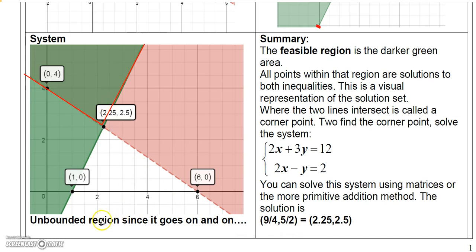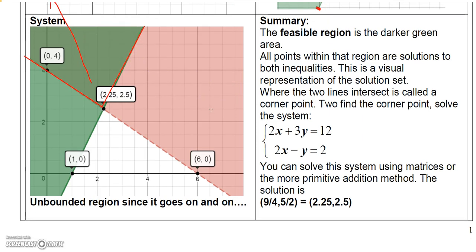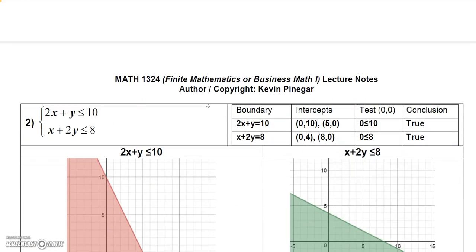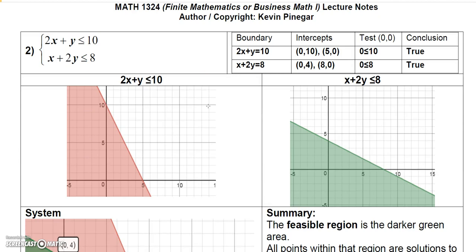Now, another thing I want to mention is this is an unbounded region because it goes on forever and ever and ever in that direction. So that's an unbounded region. An unbounded region is one that can't be closed in, and a bounded region is one that can be closed in. Okay, so that's how we graph a system of linear inequalities.